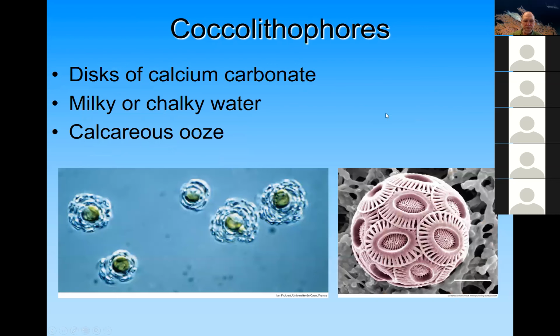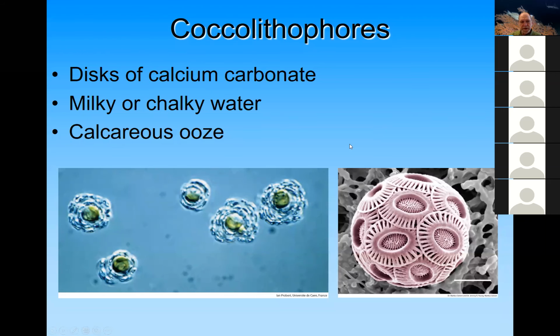And the third group of phytoplankton that we'll talk about are the coccolithophores. Unlike the diatoms, they have discs of calcium carbonate. They account for about 25% of overall phytoplankton abundance.